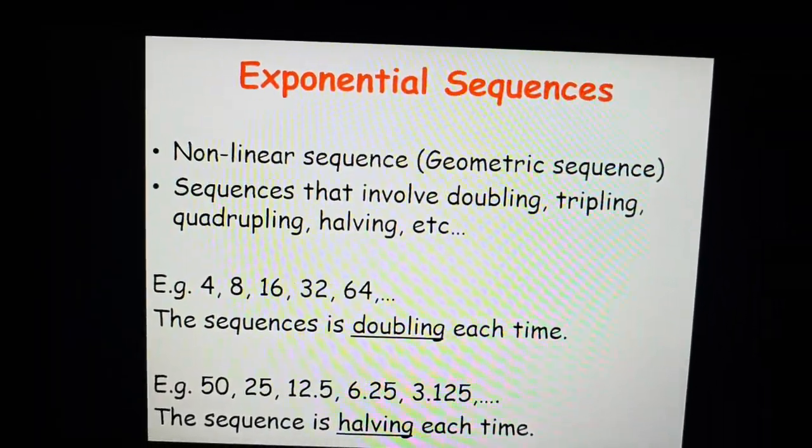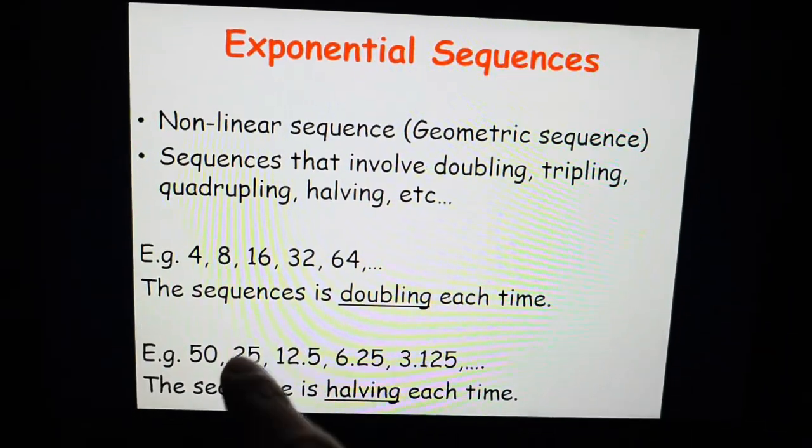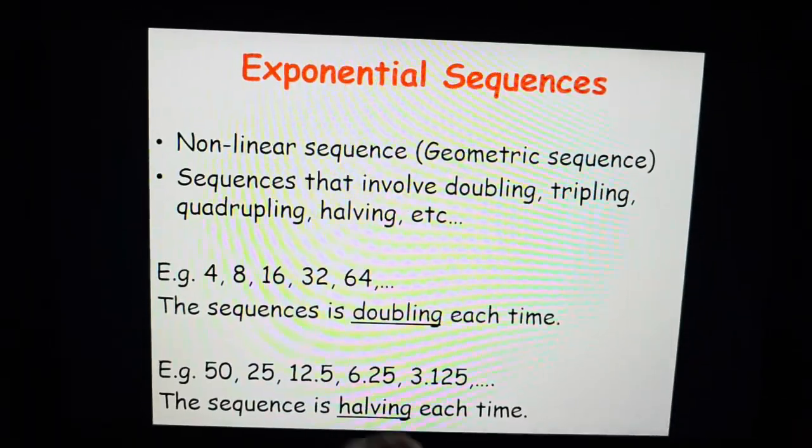So you have two examples here, 4, 8, 16, 32, 64. It's doubling every single time. This is halving every single time. So that's how I know they are exponential.